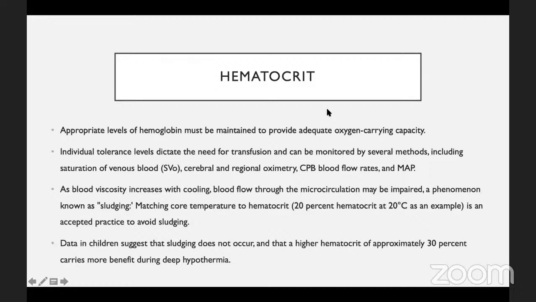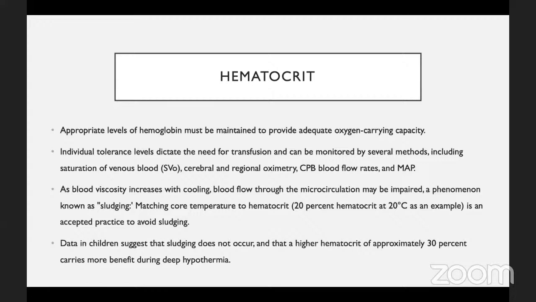Hematocrit is also an important aspect in management of cardiopulmonary bypass in neonates. The appropriate level of hemoglobin must be maintained to provide adequate oxygen carrying capacity. Individual tolerance levels dictate the need for transfusion and can be monitored by several methods, including the saturation of the venous blood, cerebral and regional oximetry, cardiopulmonary bypass blood flow rates, and also MAP.